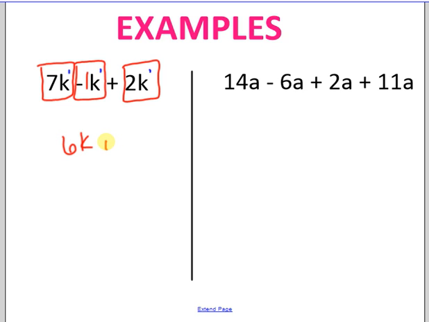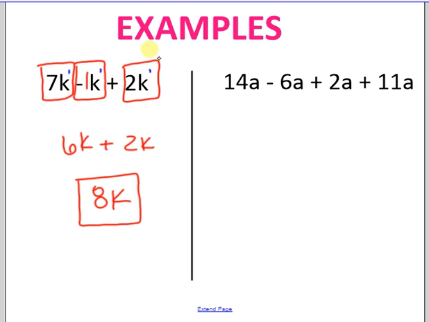6k. And then I'm going to rewrite the rest of the problem. We have to follow order of operations here. I see all addition and subtraction, so I need to go in order from left to right. So 6k plus 2k is going to be 8k. And that's my final answer.